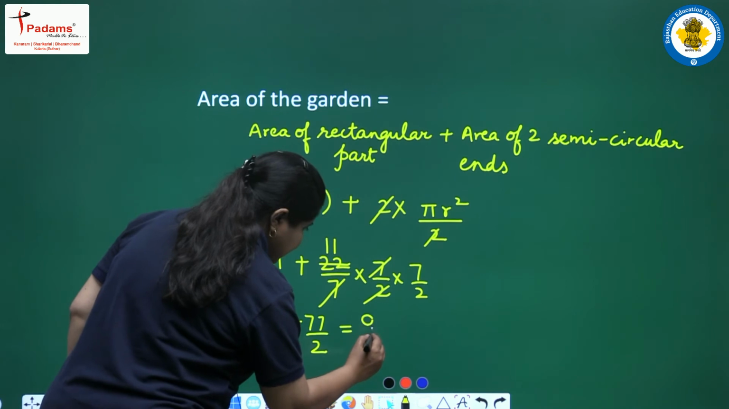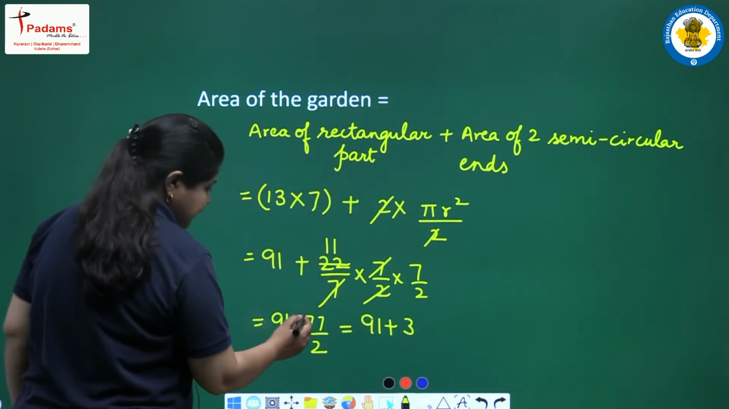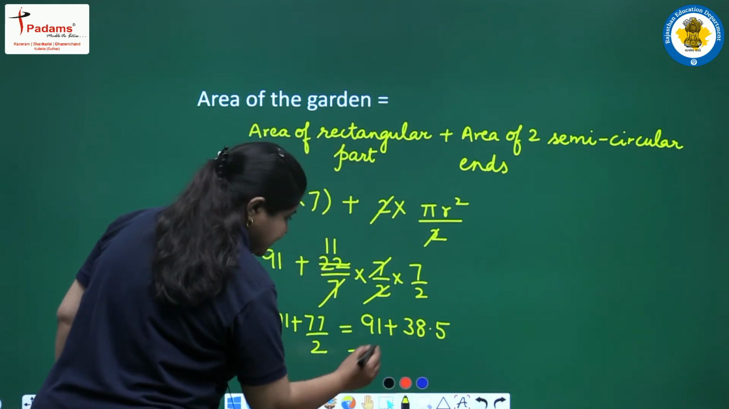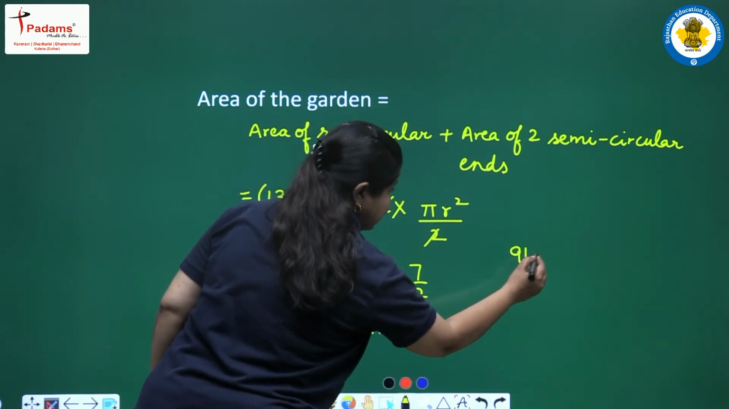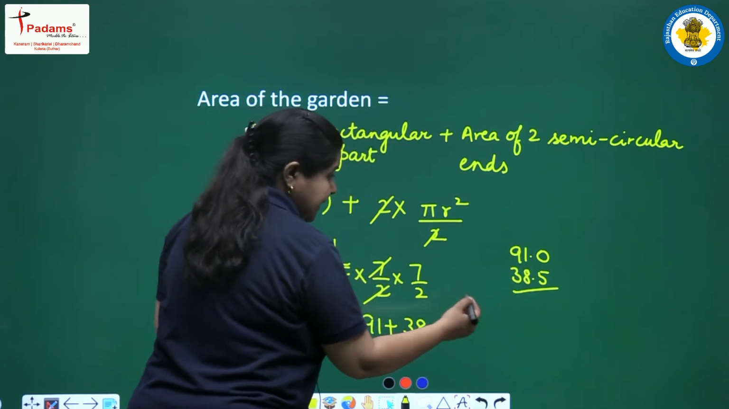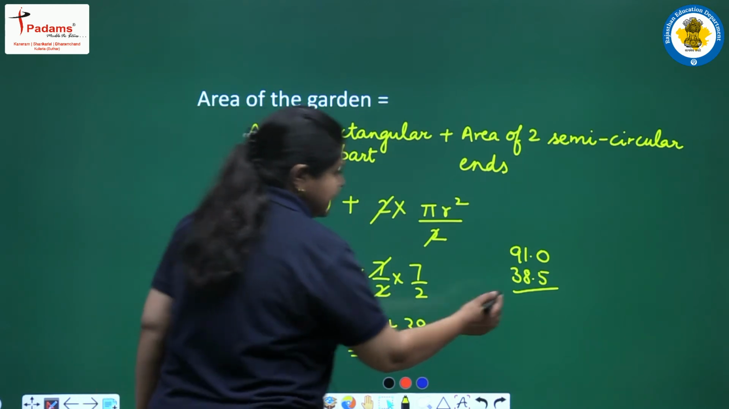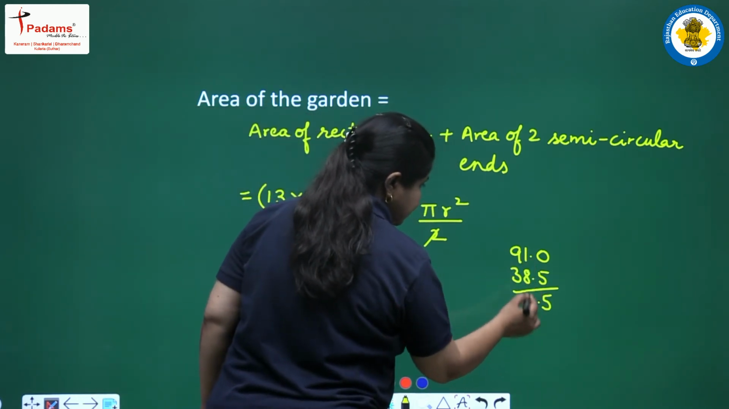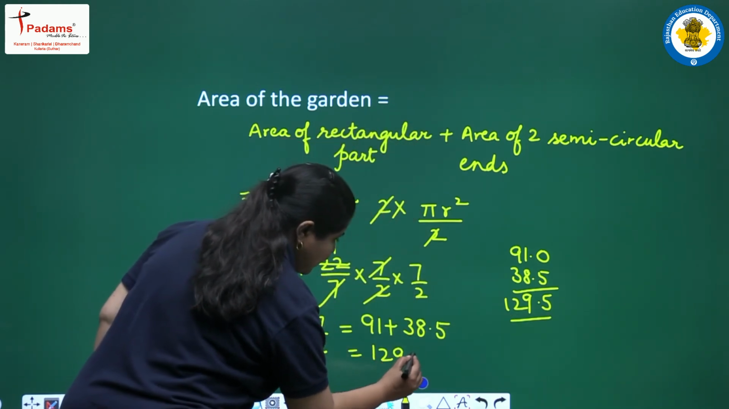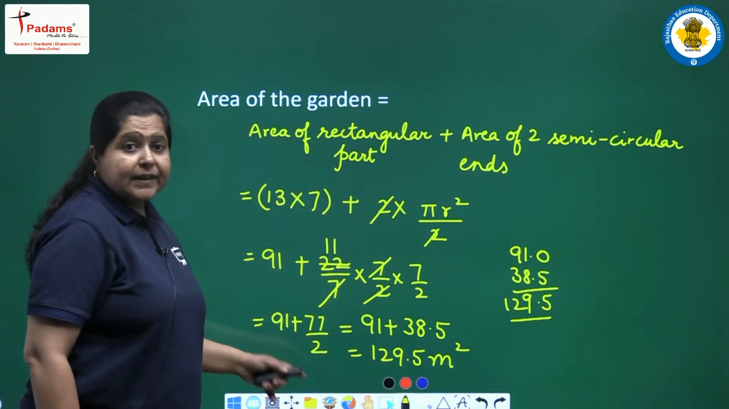This will be equal to 91 plus 77 by 2, 2 3s are 6, then we have 17, 8 times 16 and then 0.5. Add the two numbers, you will get it as 91.0, 38.5. डेसिमल के नीचे डेसिमल लगाकर ऐड करते हैं, जिस नंबर में डेसिमल नहीं है लास्ट में लगाकर 0 लगा दीजिए. This will now be equal to 0.5 here, 9 here and then 12 here. So it will be equal to 129.5 meters square. This is now the area of the garden.